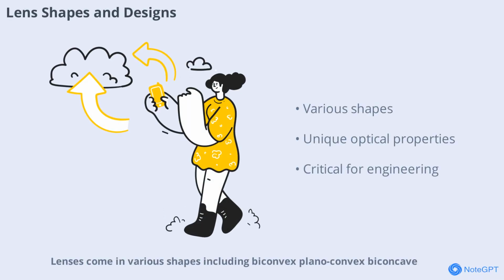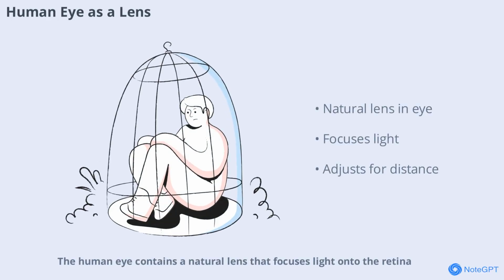Lenses come in various shapes including Biconvex, Plano-Convex, Biconcave, and Plano-Concave. Each shape has unique optical properties suited for specific applications. The design of a lens determines how it bends light and forms images, making it a critical factor in optical engineering. The human eye contains a natural lens that focuses light onto the retina, allowing us to see.